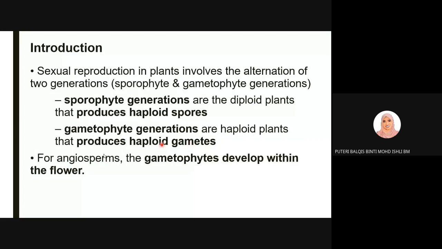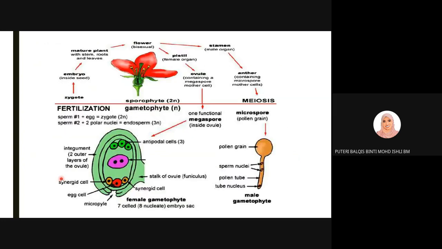Okay, for angiosperm, the gametophyte develops within the flower. So angiosperm adalah pokok berbunga. Dia punya gametophyte akan duduk dekat flower, akan develop within the flower. So this is alternation of generation. You're going to discuss this again in semester 2 biodiversity, kingdom Plantae.